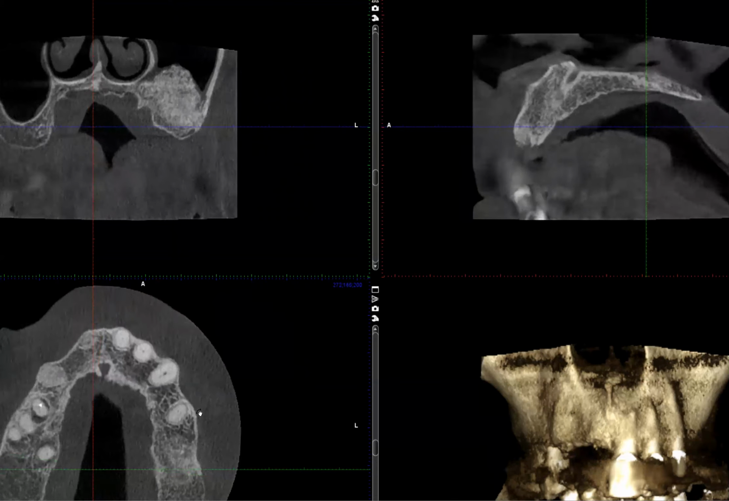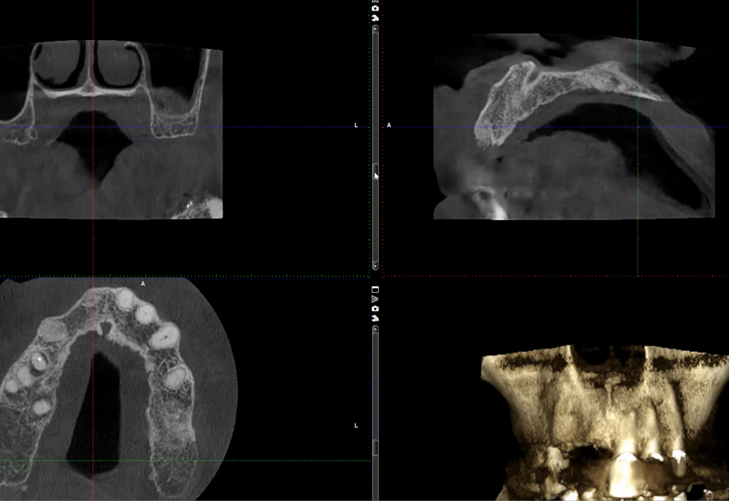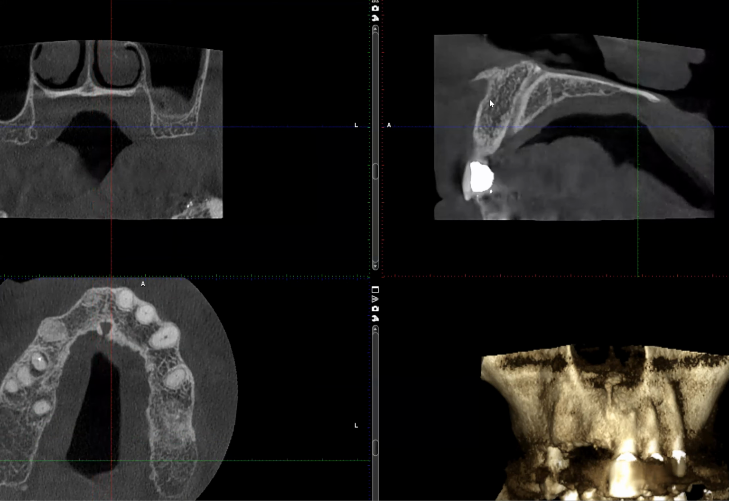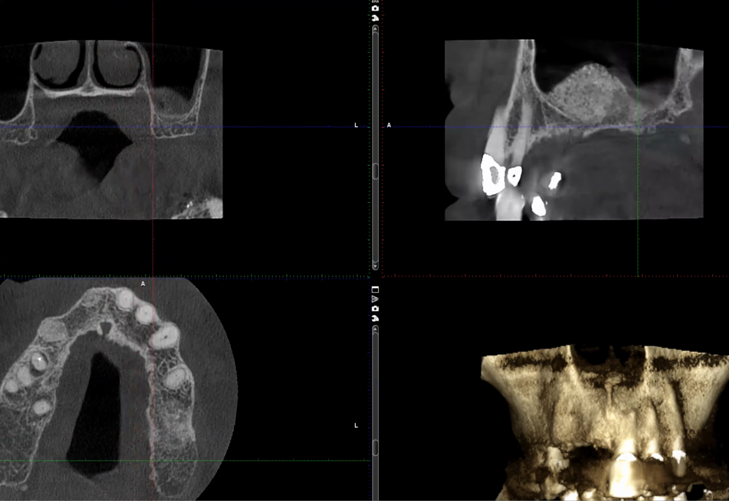But let's focus on this left posterior maxilla that we looked at earlier. So you ready to see the changes? All right, why don't I share the sagittal view first? So pay close attention to what happened to the ridge after the surgery.